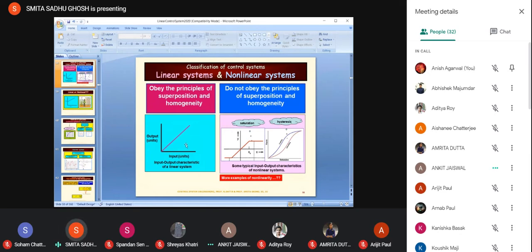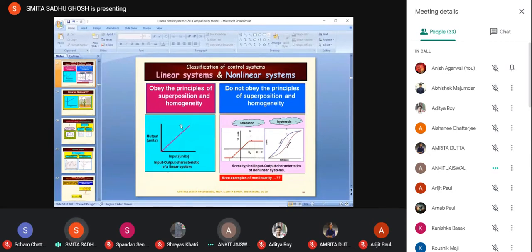If the input is 2 units, look at the output. So you would be expecting that if I increase my input 5 times, the output should be increasing 5 times. That is what a linear system would be. Do not confuse your transient response, which is apparently not a straight line, with the linearity of a system.